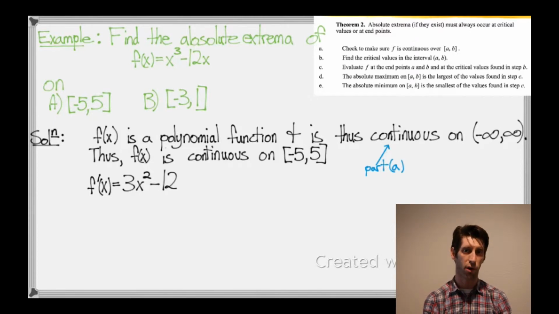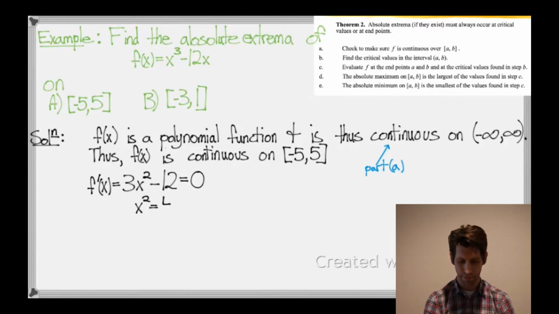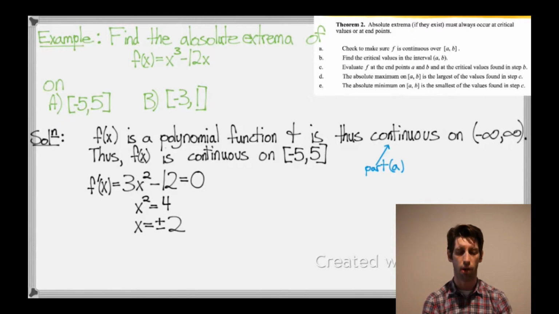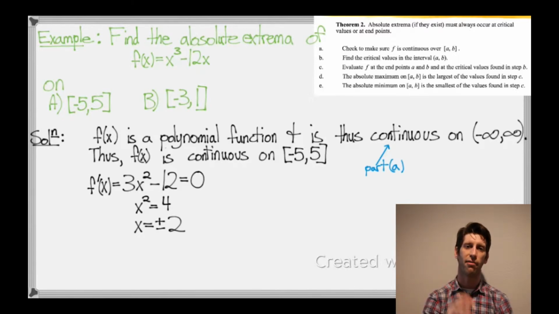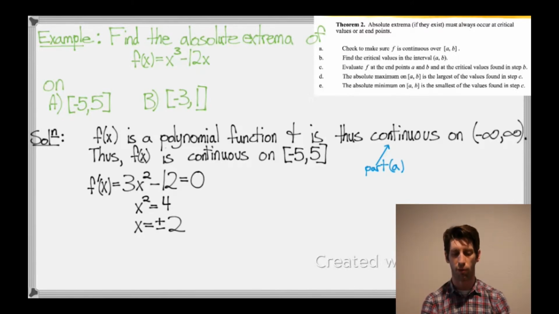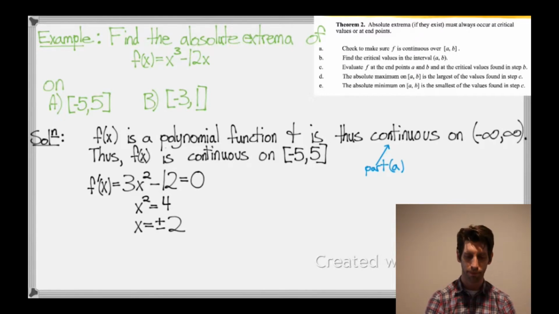And of course, to find critical numbers or critical values, we need to take a derivative. So the derivative of f of x in this case, f prime of x, is 3x squared minus 12. Next up, we set this equal to 0 and we solve for x. This is a very straightforward quadratic. Add 12 to both sides, divide by 3, take square roots, don't forget your plus and minus, and you'll find that x equals plus and minus 2.